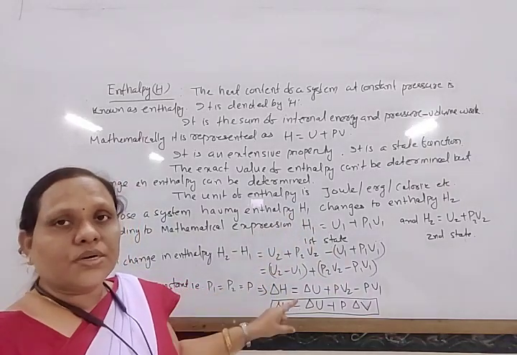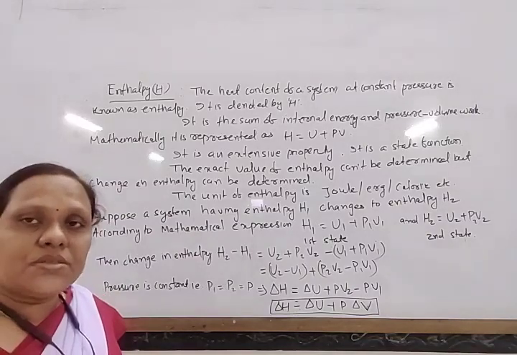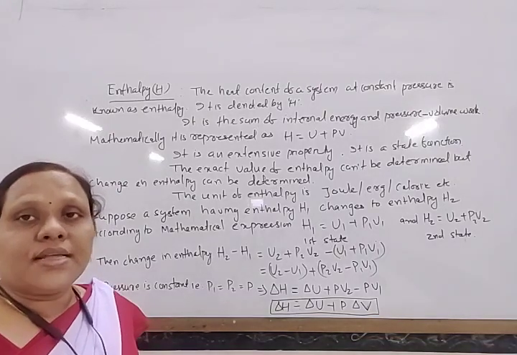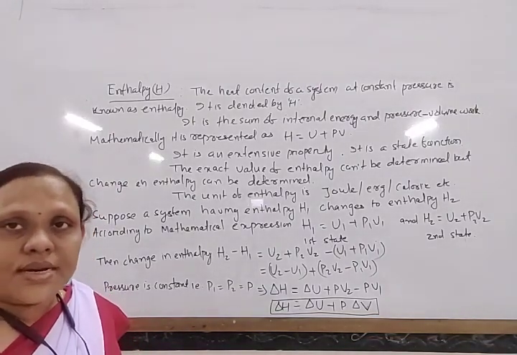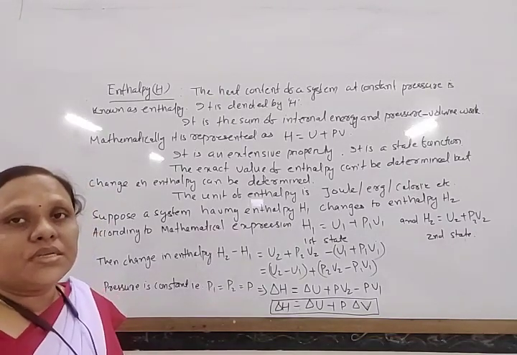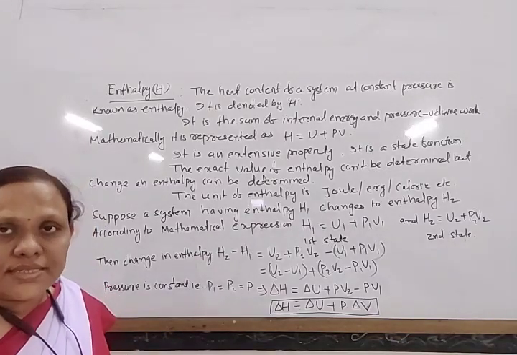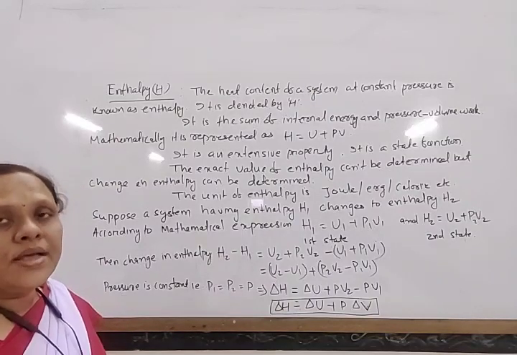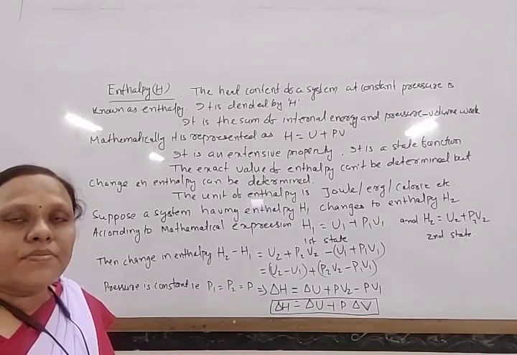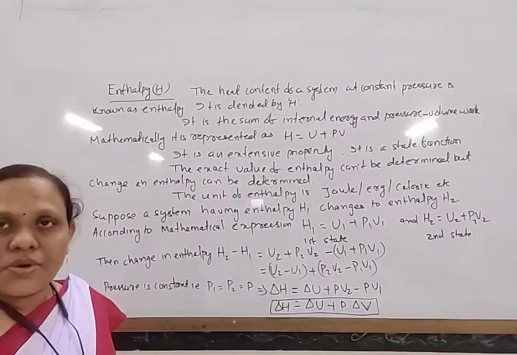In this, H1 is equal to U1 plus P1V1, where U1 is the internal energy, P1 is the pressure, and V1 is the volume when the enthalpy is H1. Similarly, when the enthalpy is H2, U2 is the internal energy, P2 is the pressure, and V2 is the volume. Then what is the change in enthalpy? That is final minus initial, H2 minus H1, that is (U2 plus P2V2) minus (U1 plus P1V1). As the pressure is constant, P2 is equal to P1, let it be P.